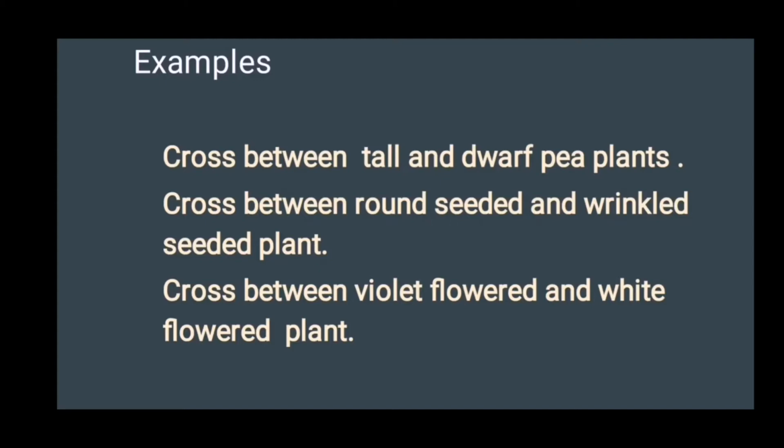Cross between a tall pea plant with a dwarf pea plant. Here one character is considered. The character here considered is height. The trait is tall and dwarf. Then cross between round seeded plant with a wrinkled seeded plant. Here the character considered is shape of the seed. One character is considered. Cross between violet flowered and white flowered plant. Here the character considered is the color of flower.